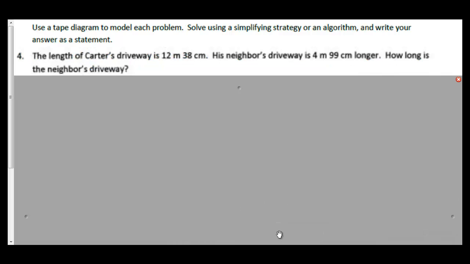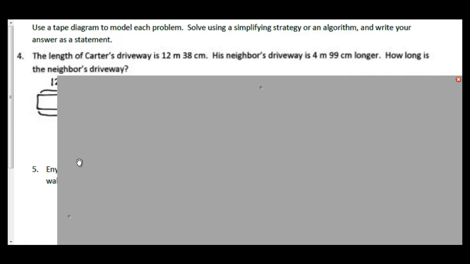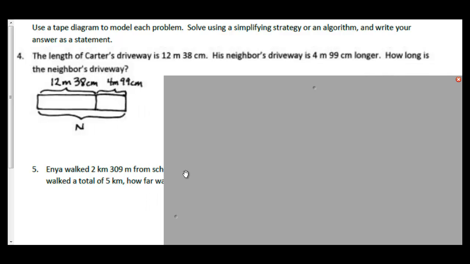Okay, so let's take a look now at what your tape diagram could have looked like. You could have drawn 2 tape diagrams, one for Carter's driveway and one for his neighbor's driveway. But what I chose to do here was I chose to draw one tape diagram to represent his neighbor's driveway. So if you can see right here, N stands for neighbor, and I'm wanting the total here. So I have 12 meters, 38 centimeters. That's how long Carter's driveway is. But his neighbor's is 4 meters, 99 centimeters longer.